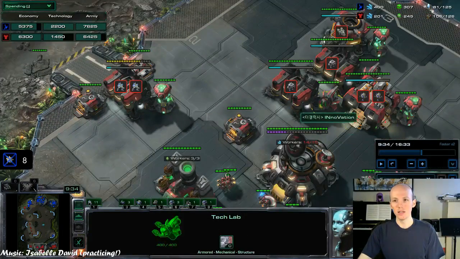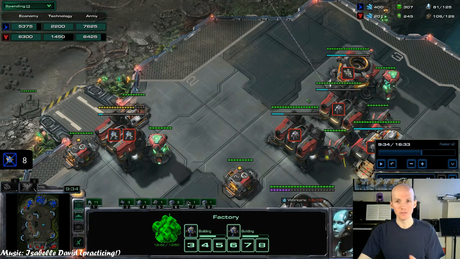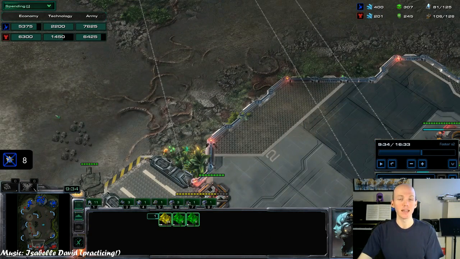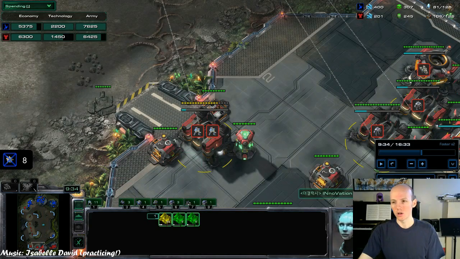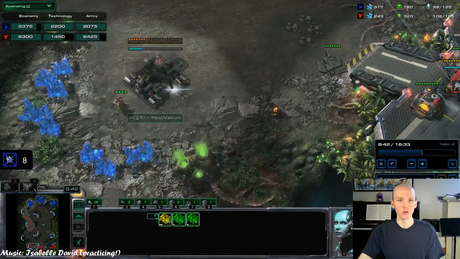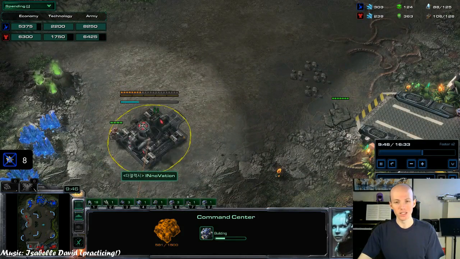When you're going to be playing an all-in phase of a build, the only way you're going to be able to transition out of it is by cutting some production. So yeah, that's what innovation does here. He just cuts some production in order to be able to squeeze in his third CC.